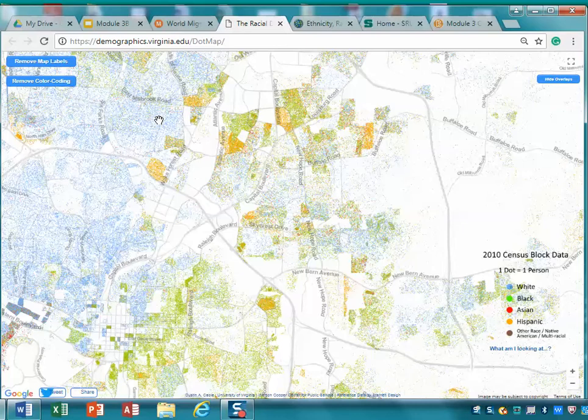So we're going to use those two maps to explore the question of race, ethnicity, and segregation in the United States. I'm going to ask you to be looking at your region, your hometown, and the nearest urban center, and we're going to look at how things differ between the two of them.